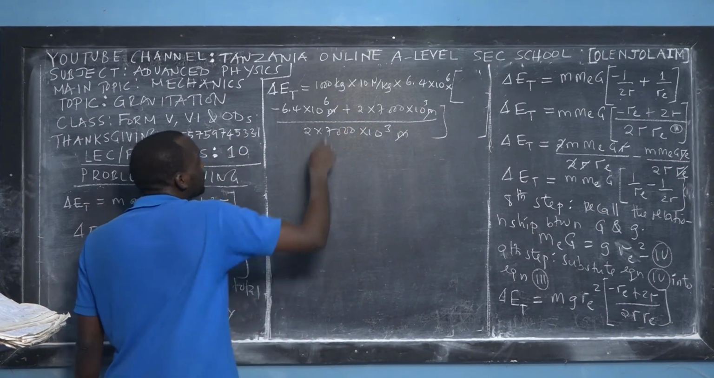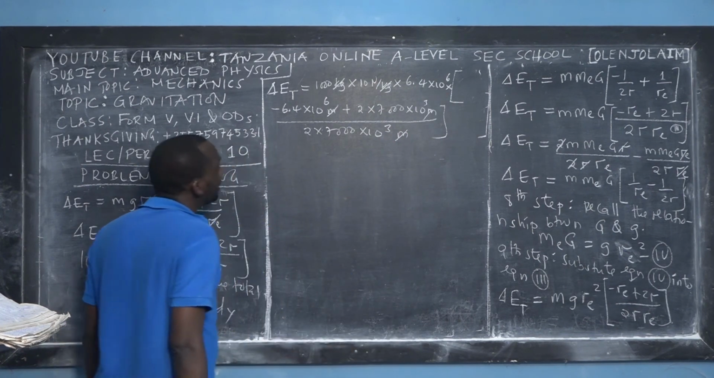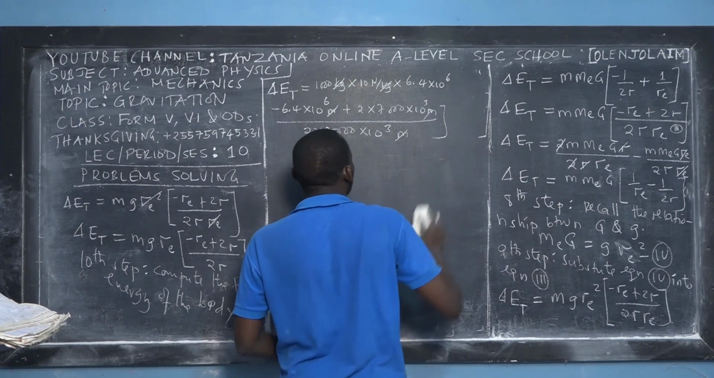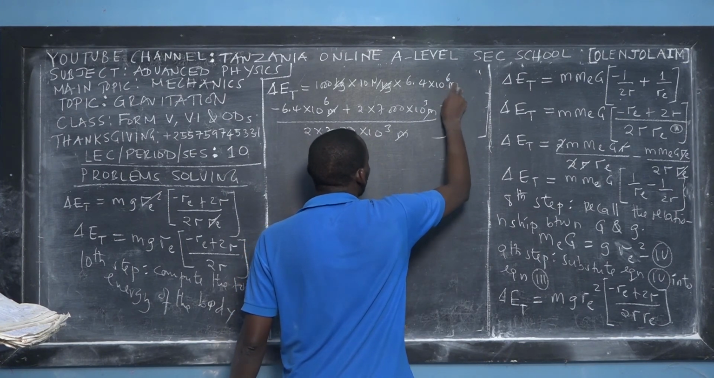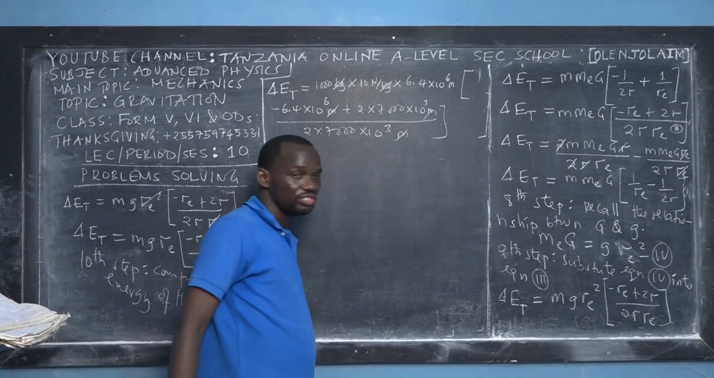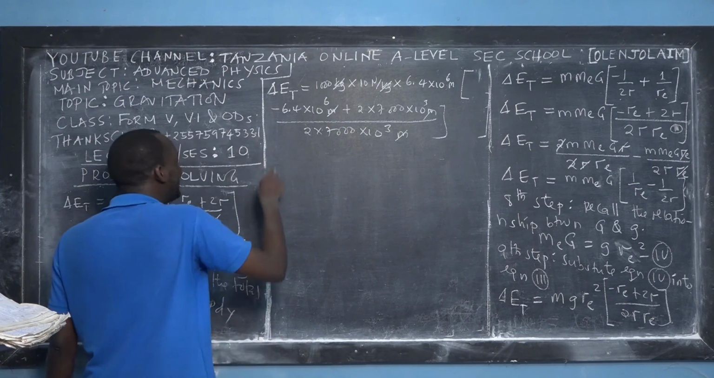So the meters cancel. Kilogram and kilogram will cancel. So it means we have the unit in Newton meter, because the unit of this radius of the Earth is meter. So you have Newton meter, and Newton meter means joules. Physics is beautiful.